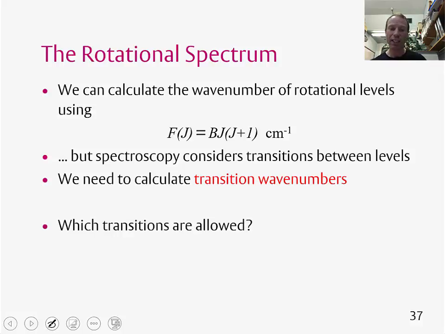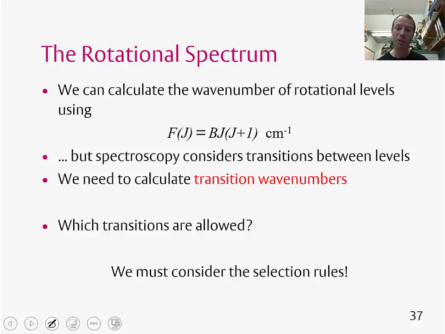But before we do that, we need to think about which transitions are allowed. And in order to work out which transitions are allowed, we need to consider the selection rules. So this is the first of many sets of selection rules that we're going to see as we go through this course.